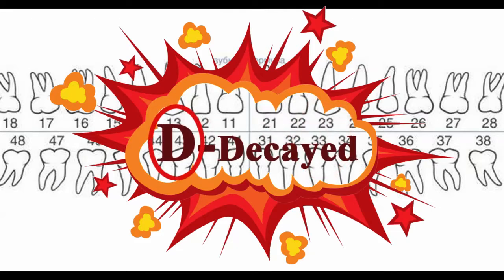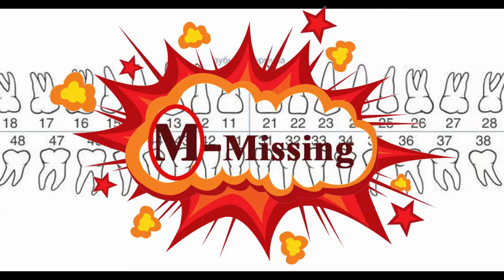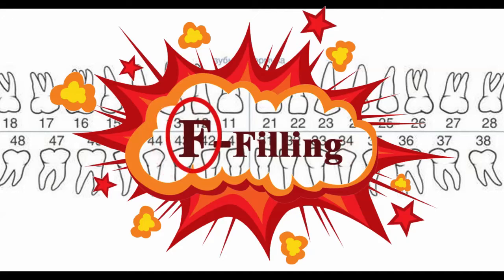D, decayed. It means that there is a decay of caries. M, missing. It means that the tooth was extracted because of caries. F, filled. It means that the tooth was treated with a filling.